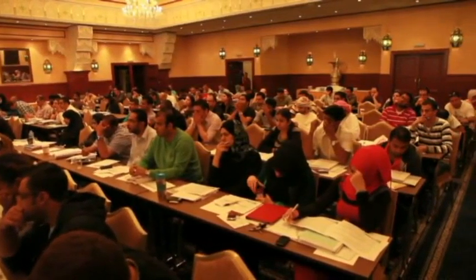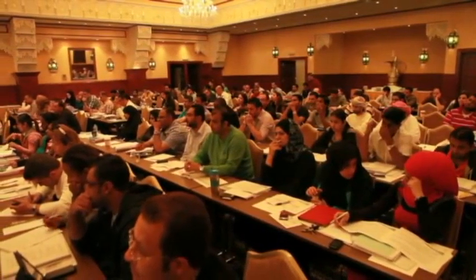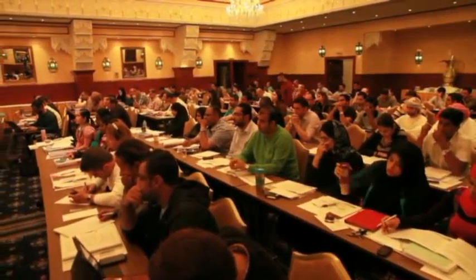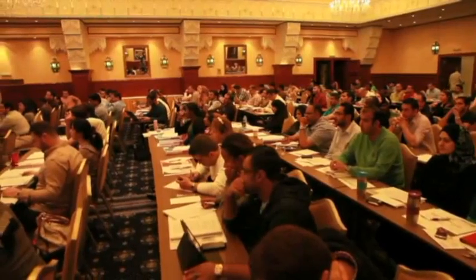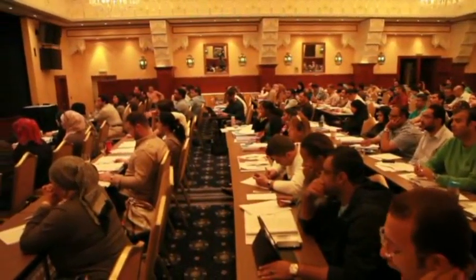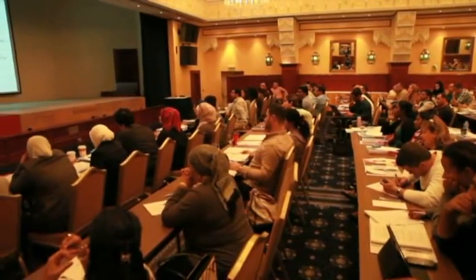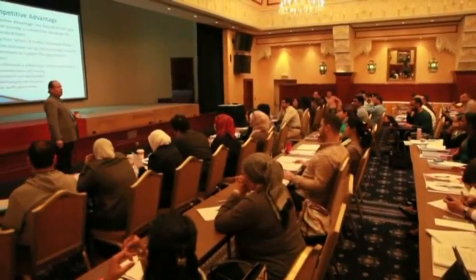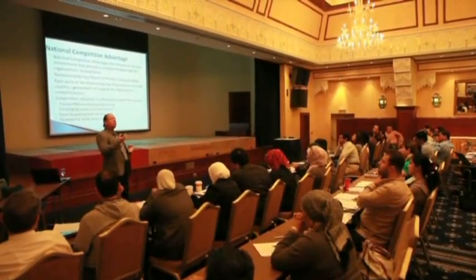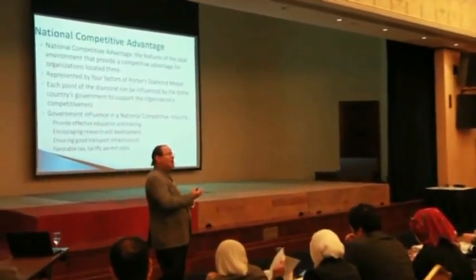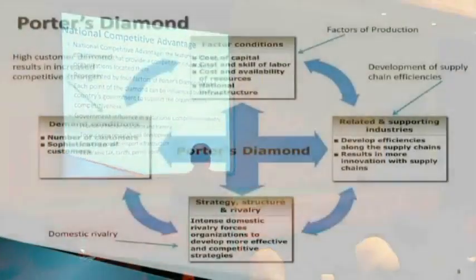So, government influence in a national competitive industry would include things like providing effective education and training, encouraging more research and development, ensuring good transport infrastructure, favorable tax rates, tariffs, and permit costs. So the government kind of sticks their nose into private industry to try to attract more people to their country. Okay? That is national competitive advantage. So there's a government component to that as opposed to comparative advantage. Everybody see the difference? Okay, so I want to make sure you understand that.